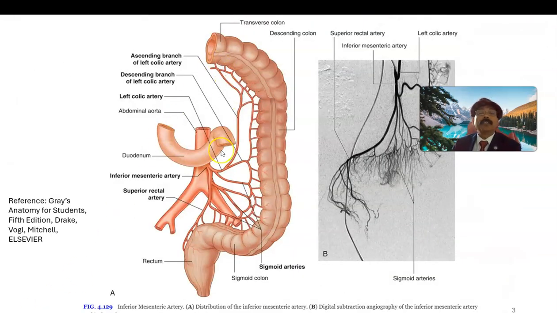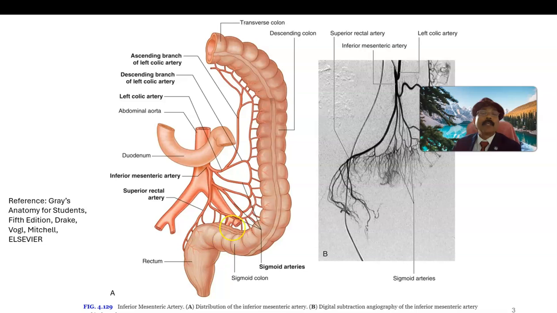So this is the inferior mesenteric artery, which is a branch of the abdominal aorta from the anterior aspect or ventral aspect. We have three ventral branches. The inferior mesenteric artery is one of them, and it supplies the splenic flexure, the descending colon, the sigmoid colon, the rectum, and anal canal up to the level of the pectinate line.